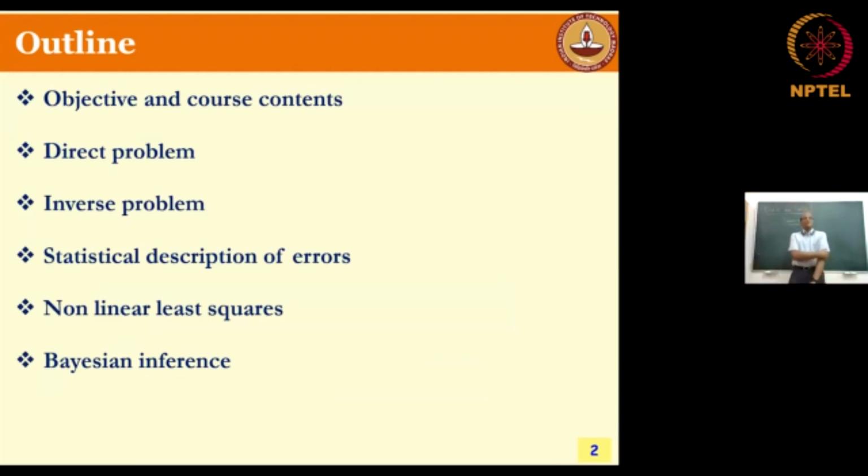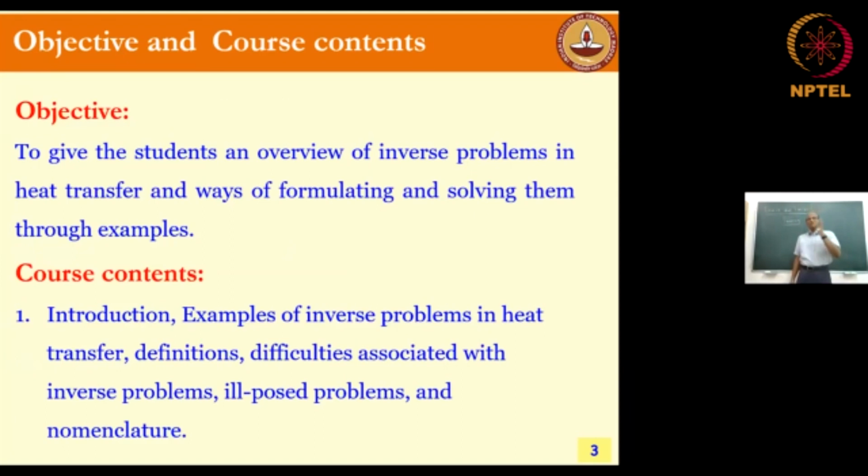The content outline of this lecture is as follows. First, the objective and course content, the direct problem, the inverse problem. How do you describe the error statistically, nonlinear least squares, and Bayesian inference? Of course, this lecture is only about my portions. I added one or two slides, maybe one slide on Professor S. Balaji's portions also. So what is the objective of the course?